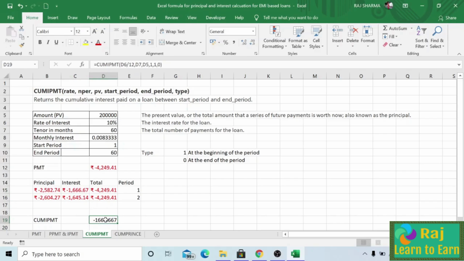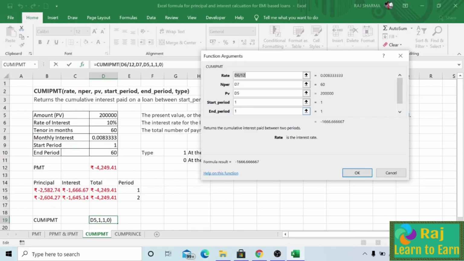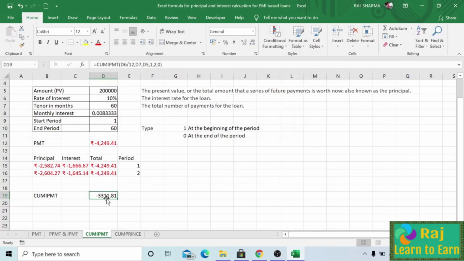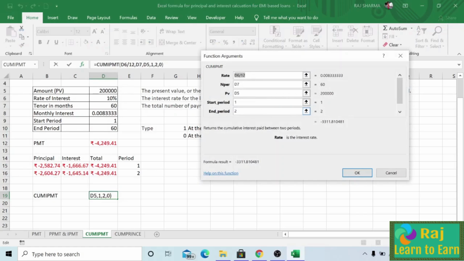Now let us say instead of 1 month, we want to work it out for start period 1 month and the end period the second month. So for 2 months, how much is the cumulative interest? When we do it, it is 3311.81. Here also, if we take the summation of this, it is 3311.81. So that's how we can work out the cumulative interest payment for any period. We can work it out for the entire tenor of the loan also.